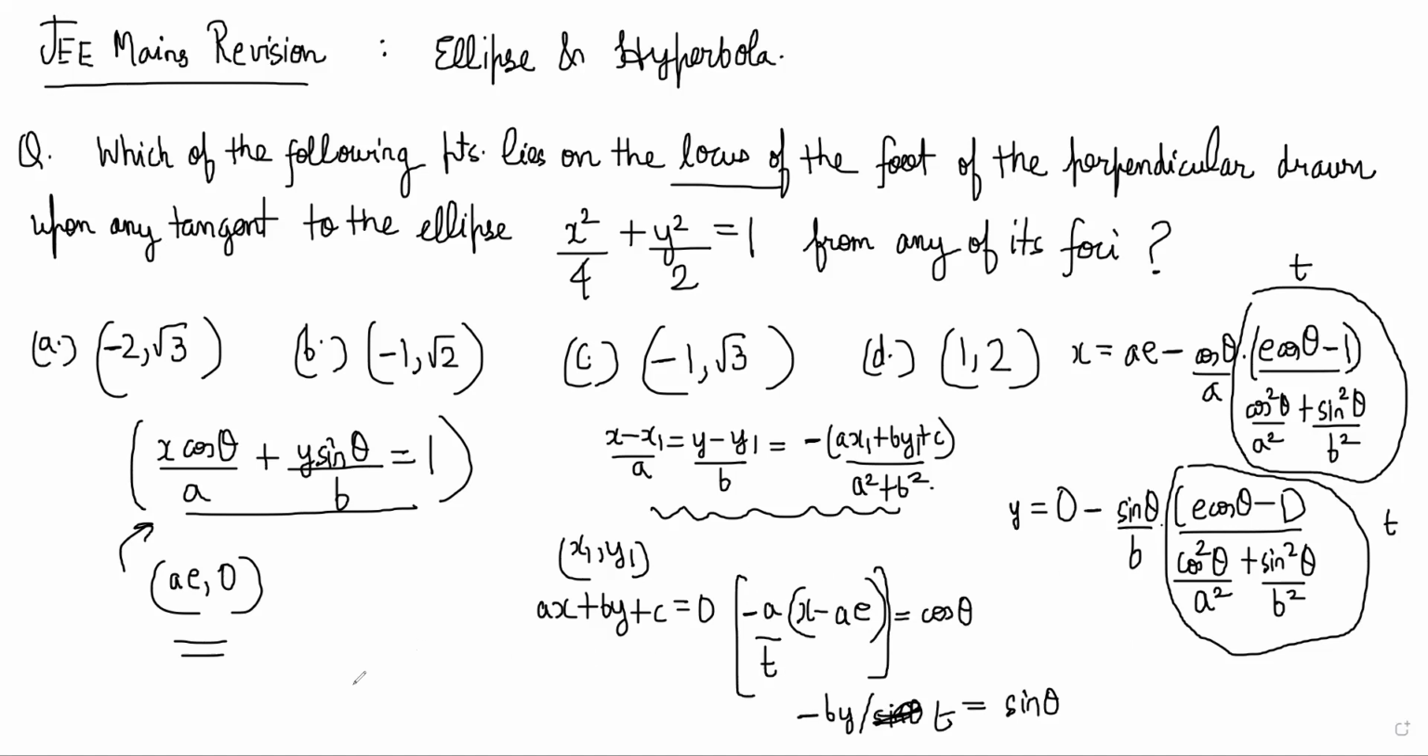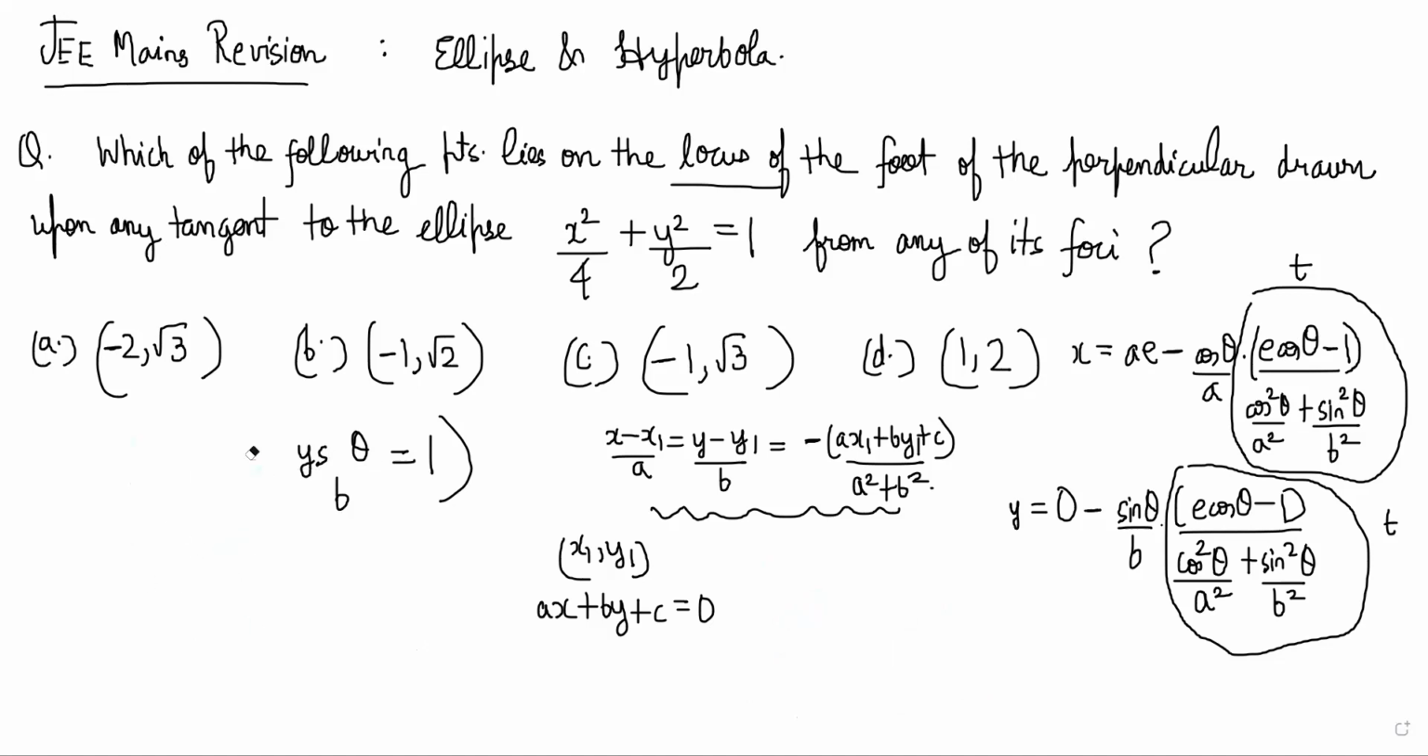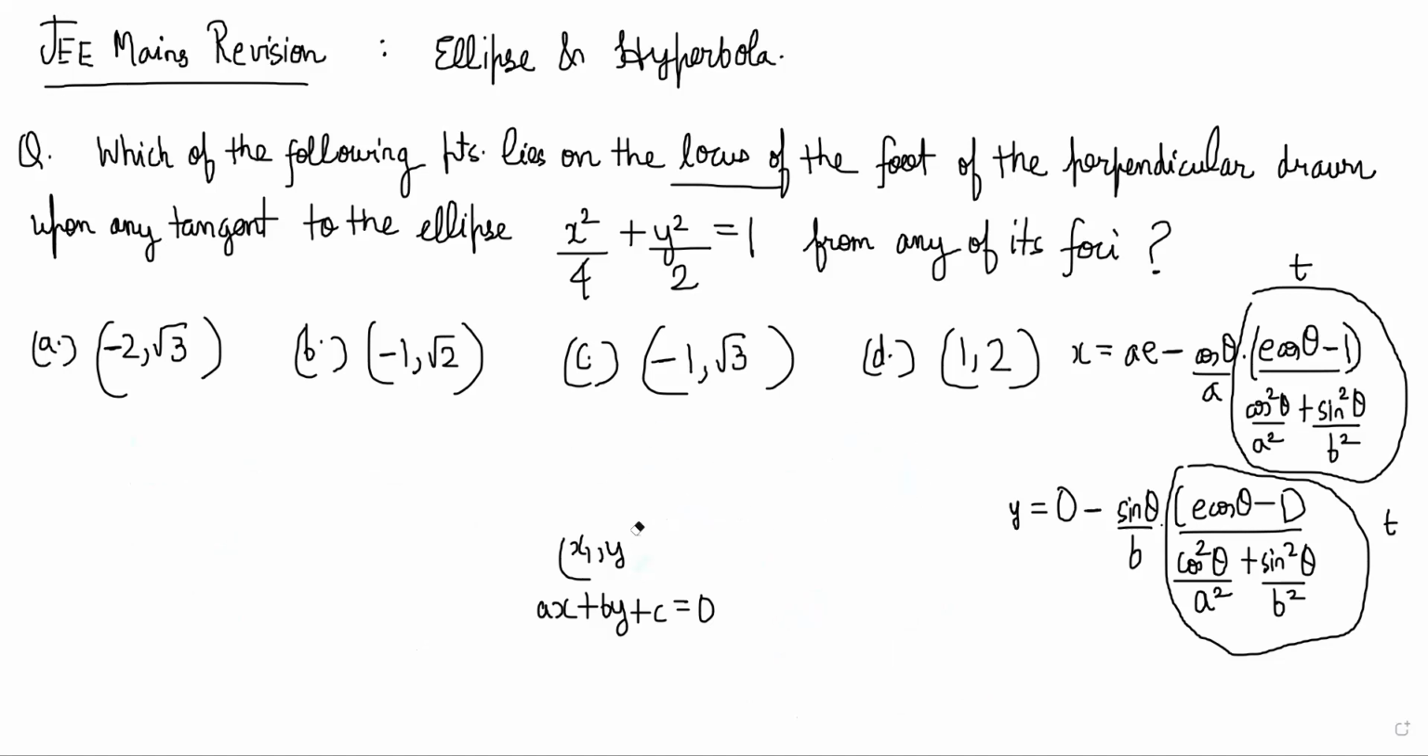Okay, this doesn't work because there is still theta in the t. I thought it would eliminate it immediately, but it won't. t has the theta part. So maybe we have to simplify a little bit. We get cos square theta by a square plus sin square theta by b square.